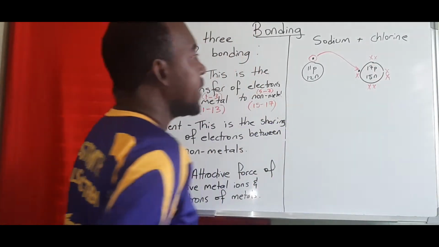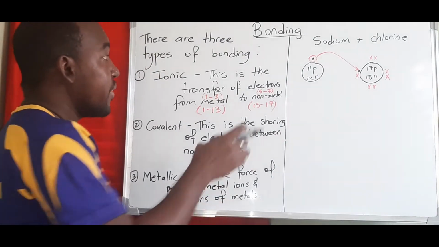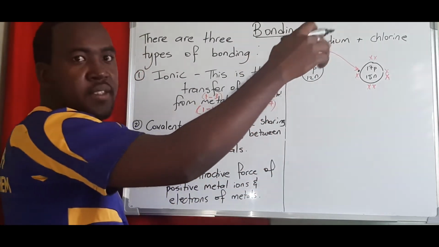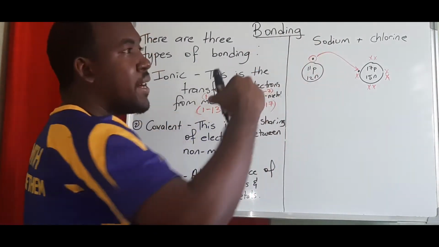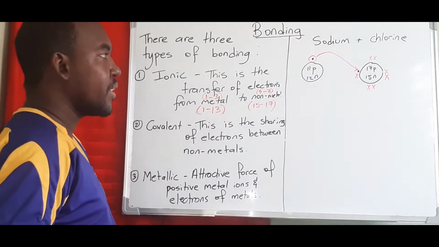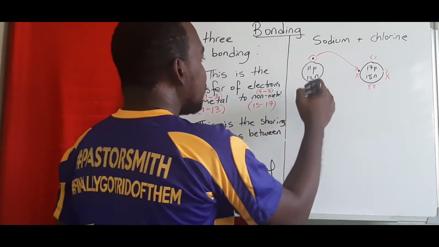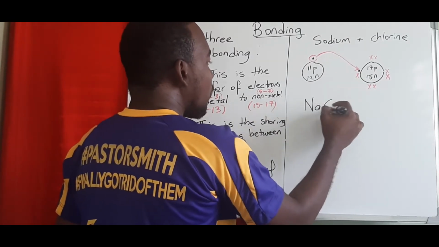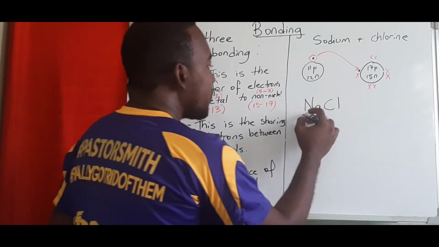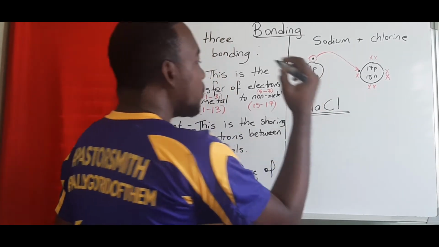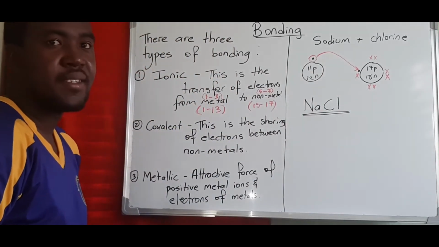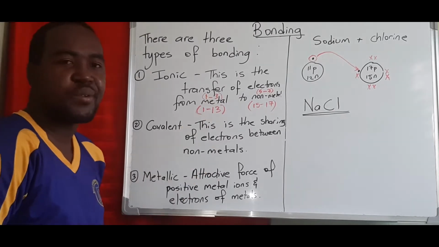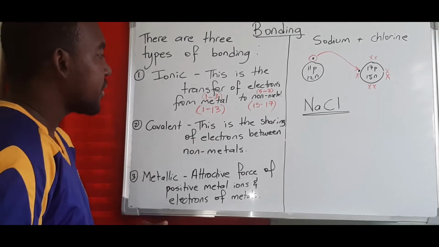So now chlorine has 8. The outer shell that only had 1 for sodium will be lost, so the next available shell will have 8 for sodium. In this case, we used 1 sodium to bond with 1 chlorine. So the chemical formula of sodium bonded with chlorine is NaCl, and we know that is table salt.